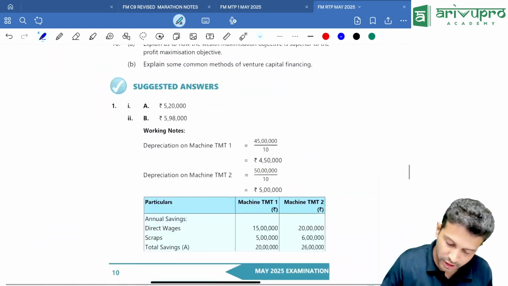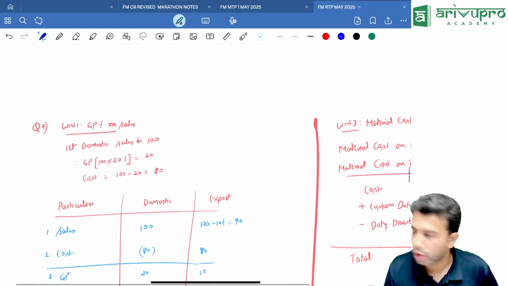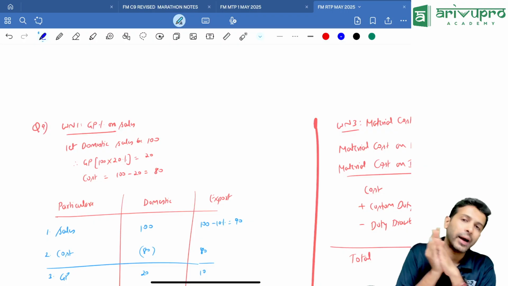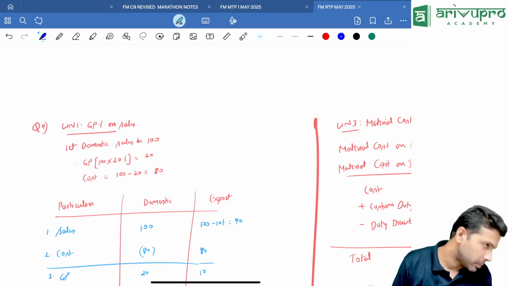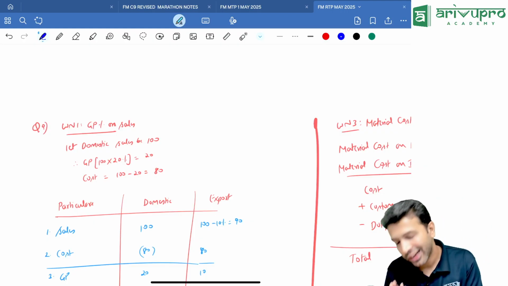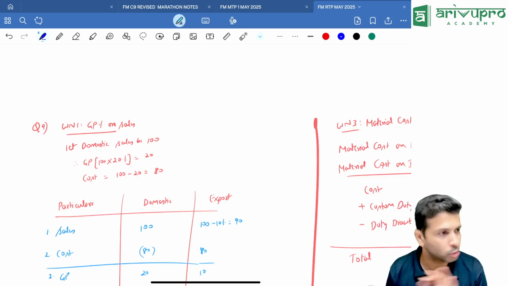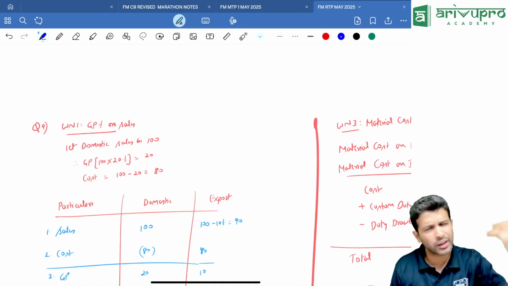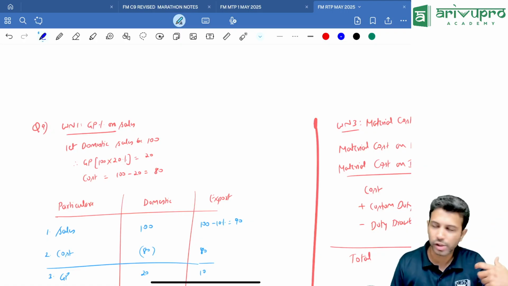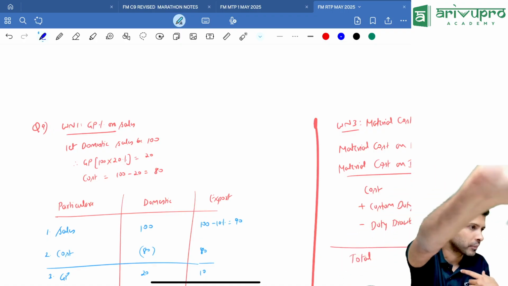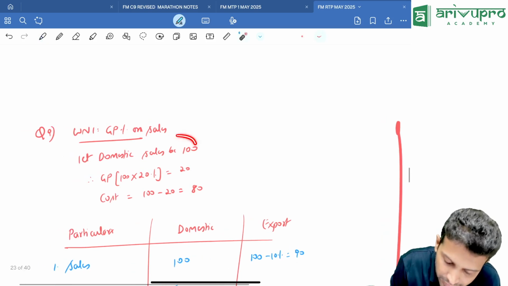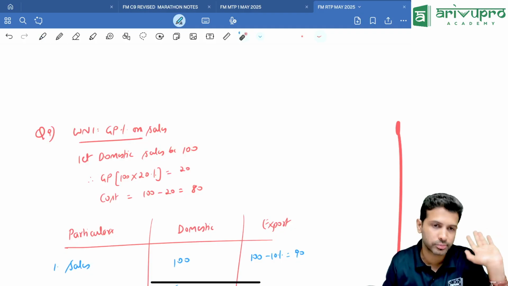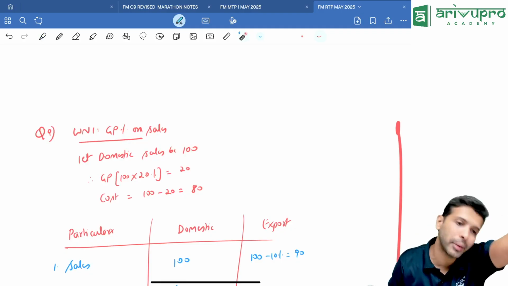First, let's do this export and domestic drama. I want to know on my domestic sales, what is my GP percentage? And on my exports, what is my GP percentage? Both I want to know. Have they given the selling price or not given? Not given. So you can assume any numbers because we want percentage. You can take any number, answer will be same. For simplicity, I'll assume that let the domestic sales be 100. Instead of, if you don't like 100, you can take 1000. You can take 1 crore. Doesn't matter. Answer will be same.